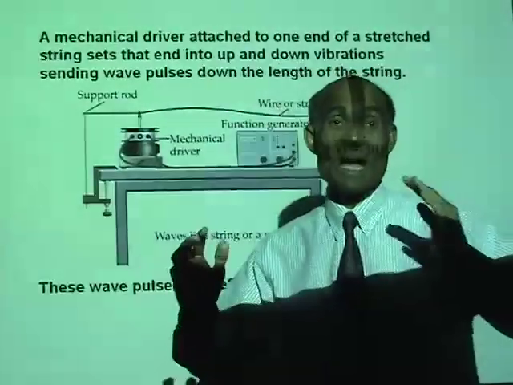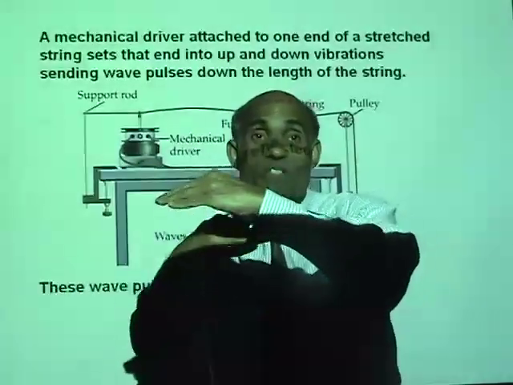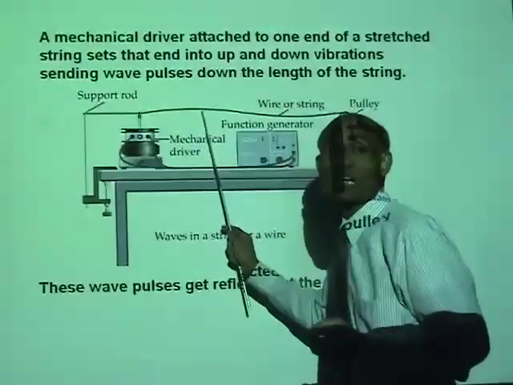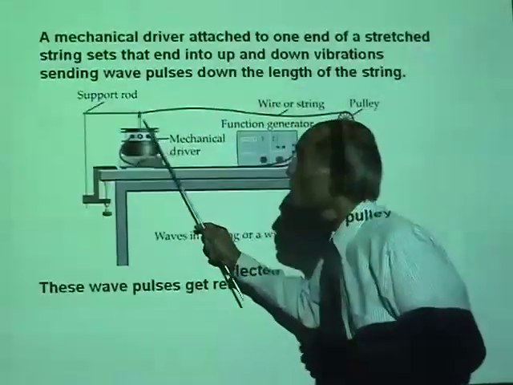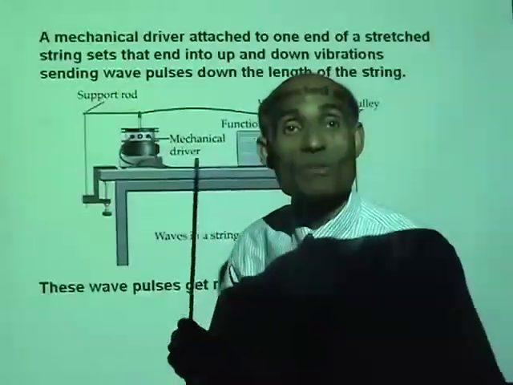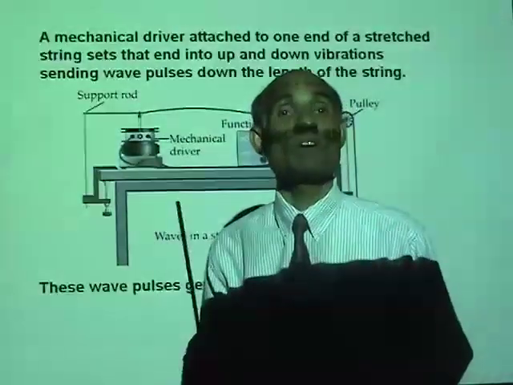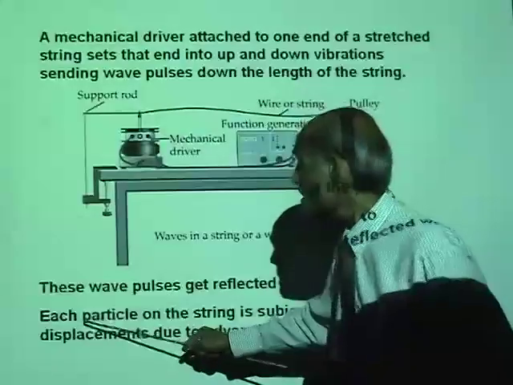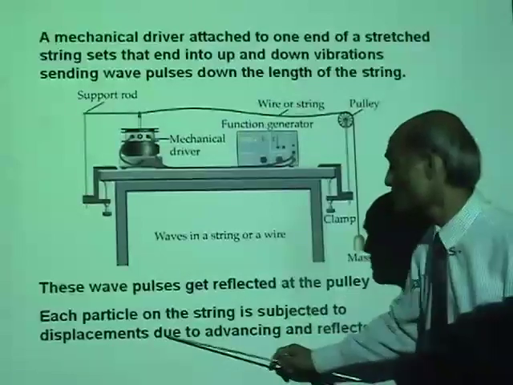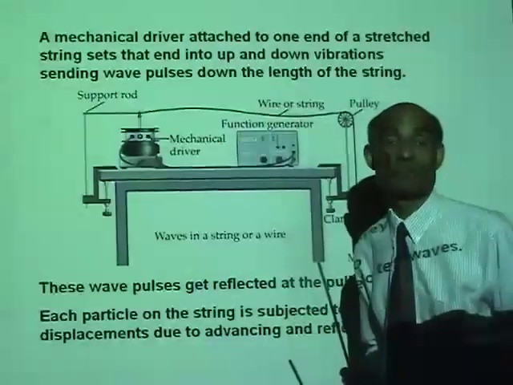Now, what happens as the advancing wave and the reflected wave interfere? Don't they interfere? Well, each segment is now subjected to the advancing wave and the reflected wave. Now, how will the vibrations of each particle be affected because of that superposition? Each particle on the string is subjected to displacements due to the advancing and reflected wave.